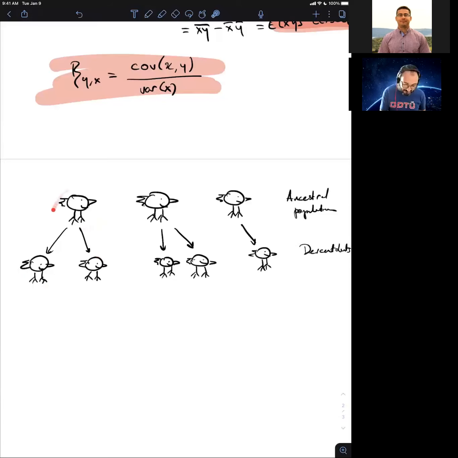So in this case, I put these two guys together. I said these two guys are the descendants of this guy. These two birds are descendants of this bird. This bird is a descendant of this bird.